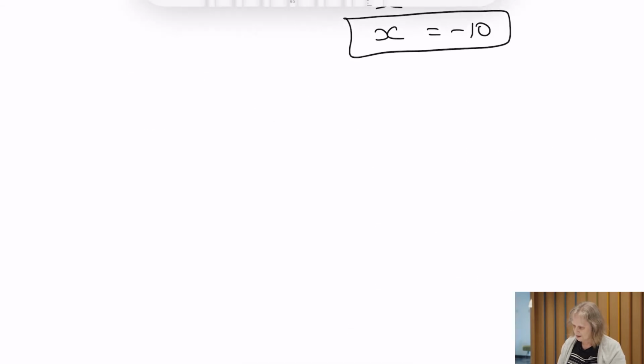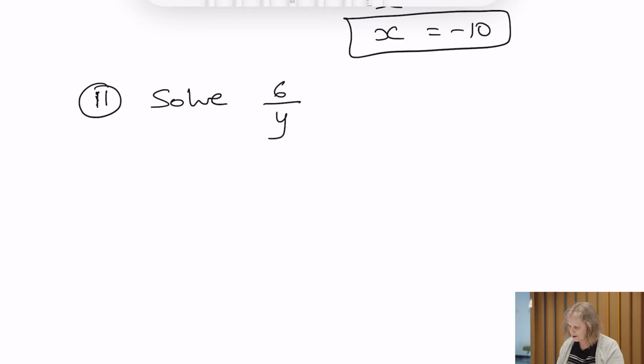So we're going to have a look at the last question here, question 11, and it's going to follow on from the previous idea. So this is quite a complex question. So we're going to solve 6 over y plus 2 over 3 is equal to 5 over 2.